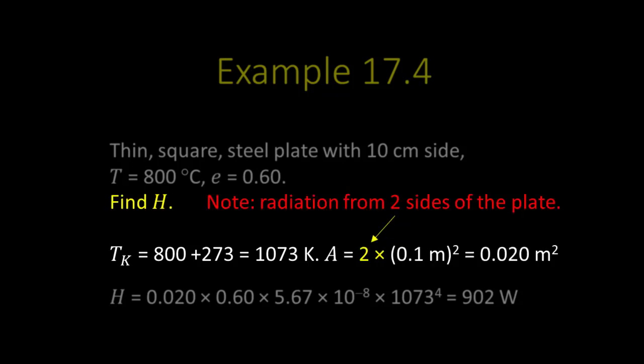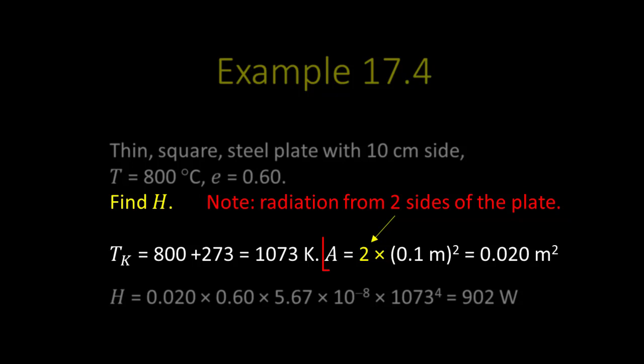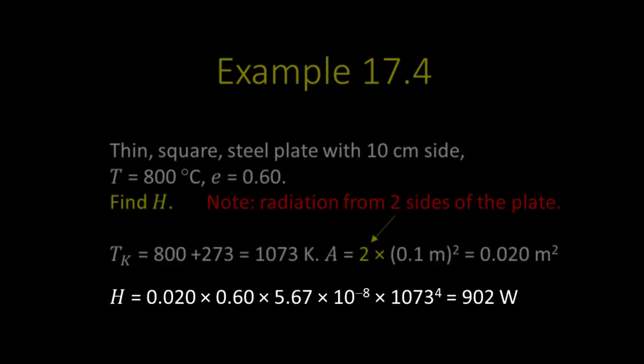The area of the square is the side squared, but there are two sides to it, so emission occurs on both sides of the plate. So the area of the square must be multiplied by 2 to give a total area of 0.020 meters squared. Then H is equal to A e sigma T_K to the fourth, which is 902 watts.